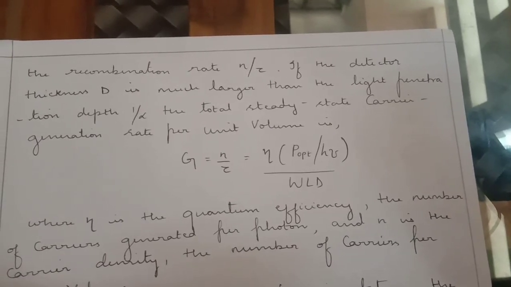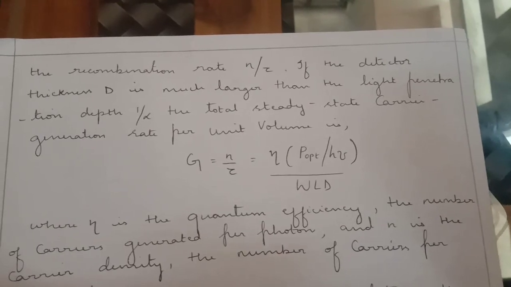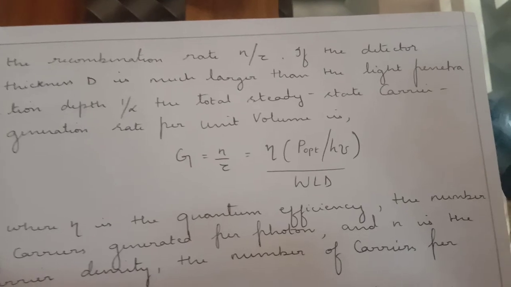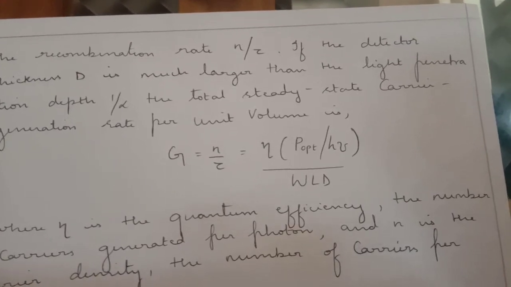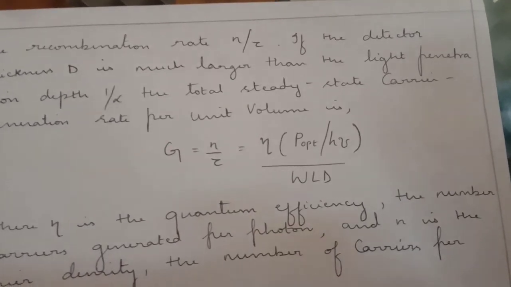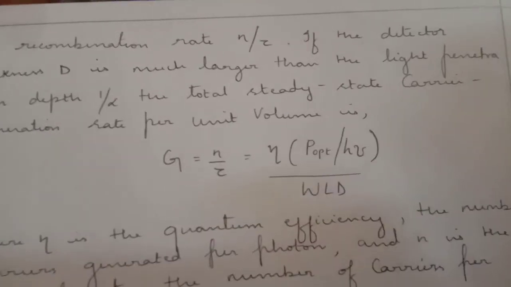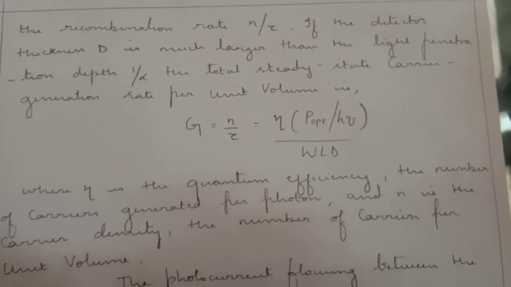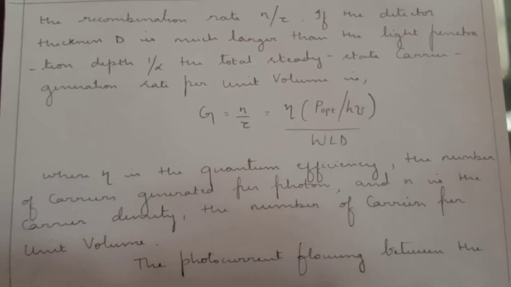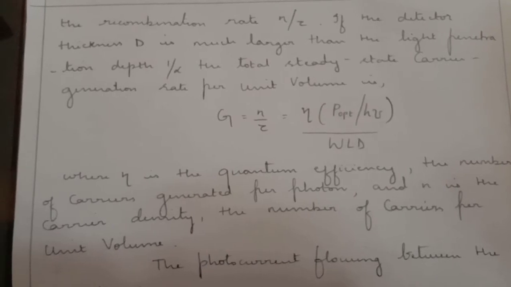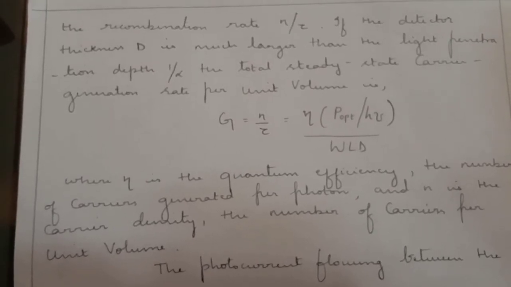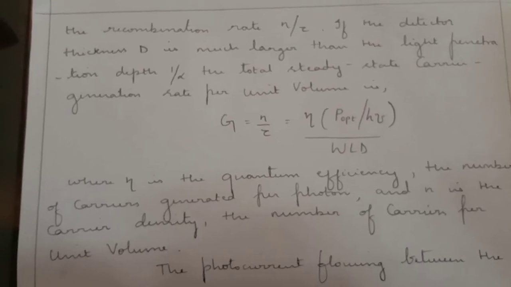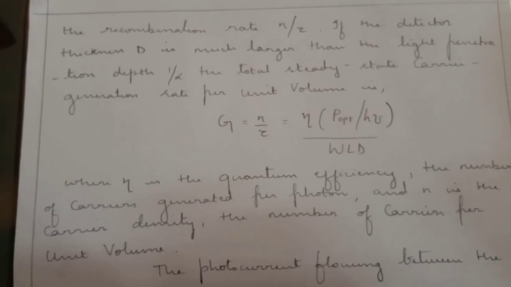I didn't tell you about quantum efficiency. Quantum efficiency, eta, denotes the number of carriers generated per photon. n is the carrier density, that is the number of carriers per unit volume, P opt is the incident optical power, h nu is the photon energy, WL is the area, and d is the thickness of the detector.